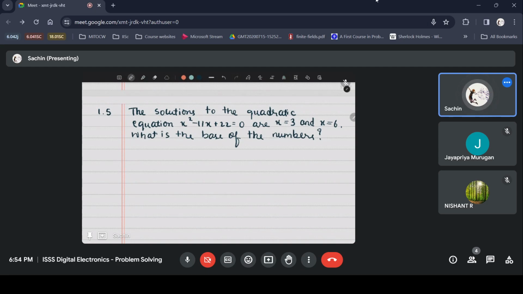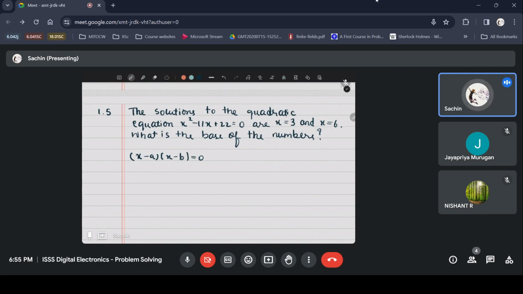So a quadratic equation which has solutions a and b is of the form x minus a into x minus b equals 0. Then a and b are solutions. So if you plug in a here, it's a minus a times a minus b, which is 0. So the statement is true. And similarly, if you plug in b, the statement holds. So this is the quadratic equation with roots a and b.